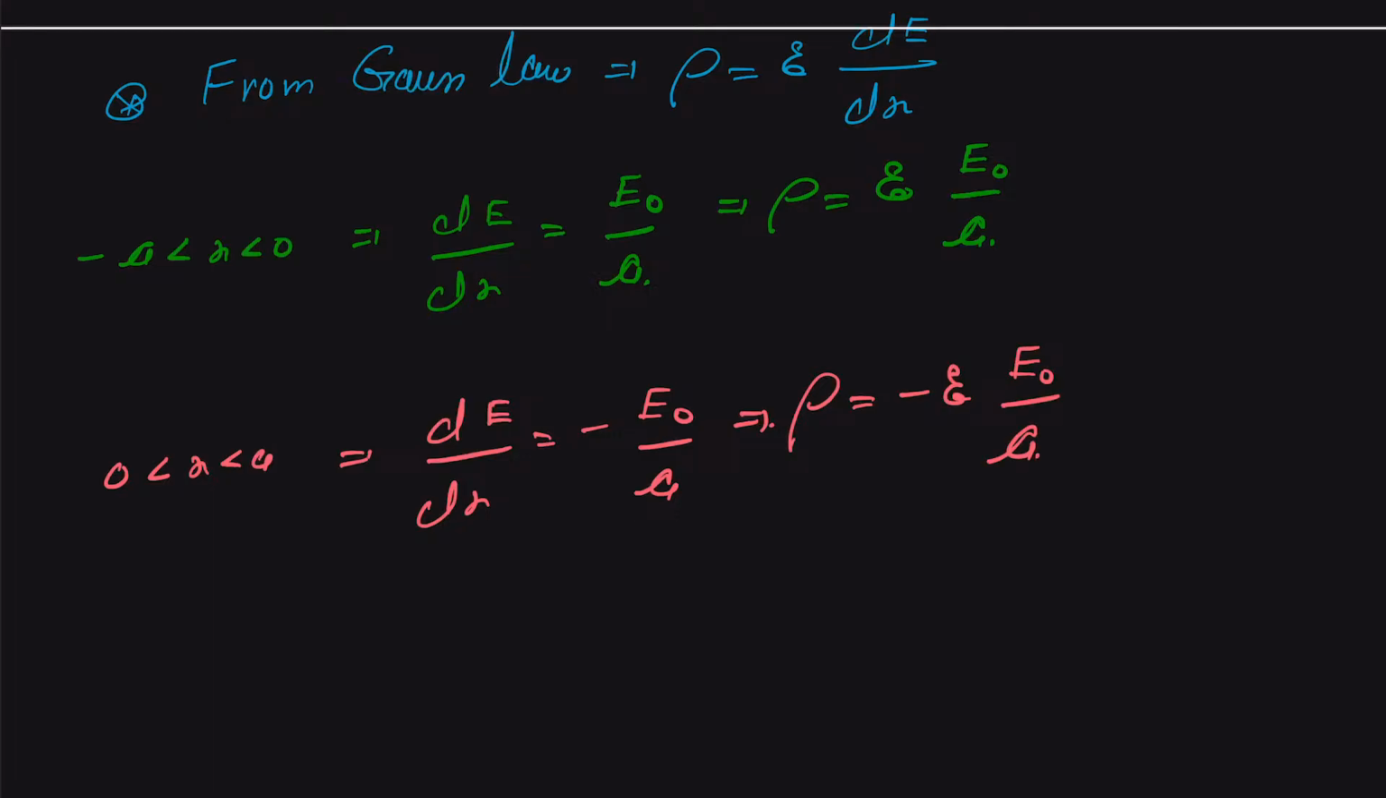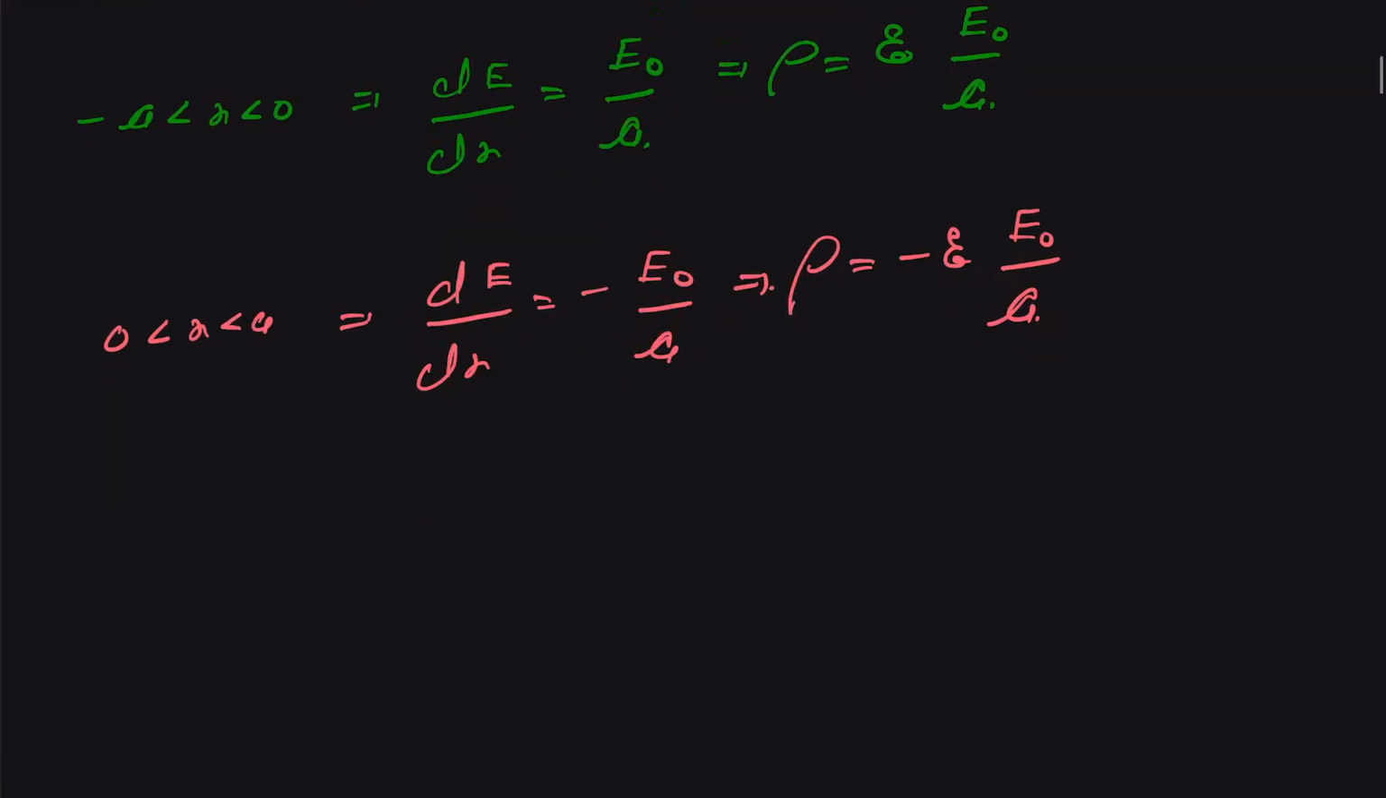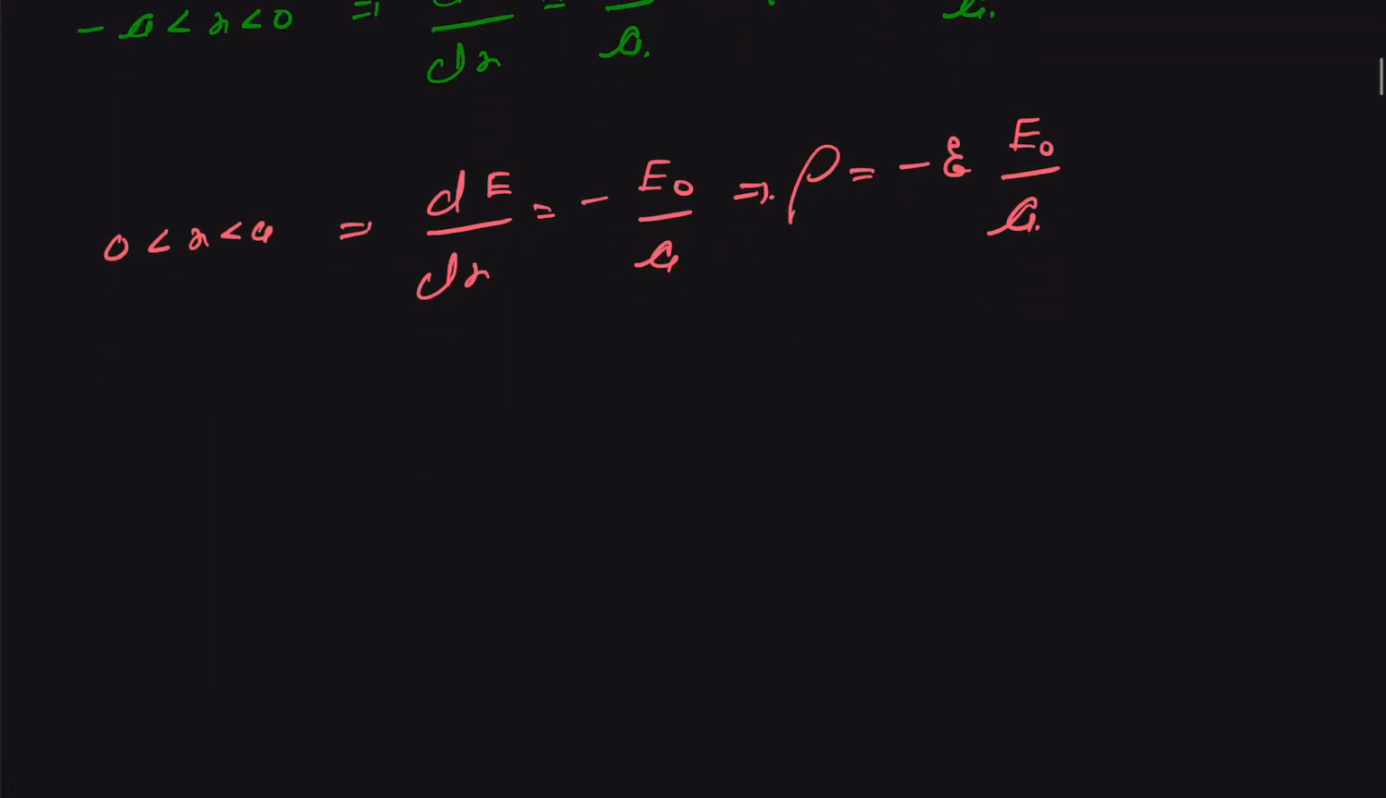And outside we already know the value of electric field is equal to 0. Outside means when modulus of x is greater than A. And in this case, the value of electric field is equal to 0. So we can say the charge density is also equal to 0.